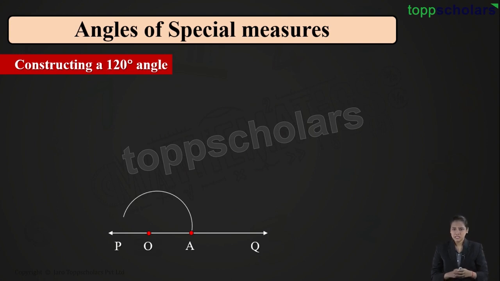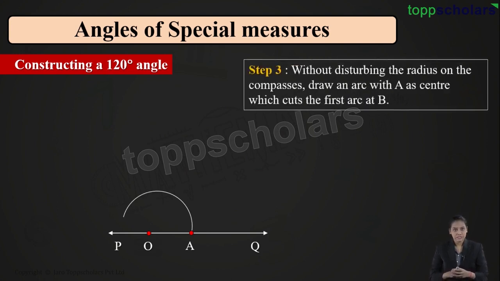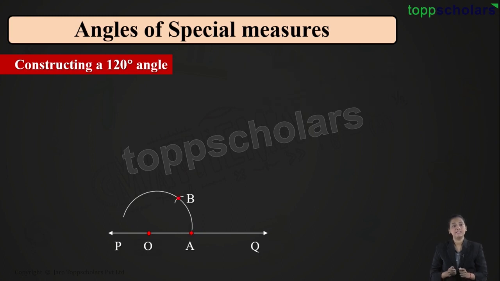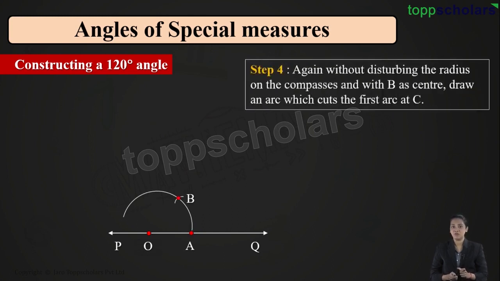Right. Let's see step 3 now. Keeping the same distance of the compass, we have to keep the pointer of the compass at point A and draw an arc like this. The next thing, by keeping the same distance of the compass, we will keep the compass on point B and draw an arc again.